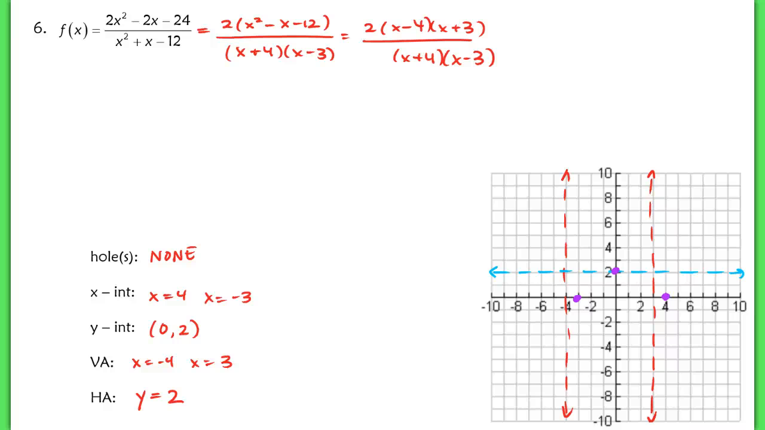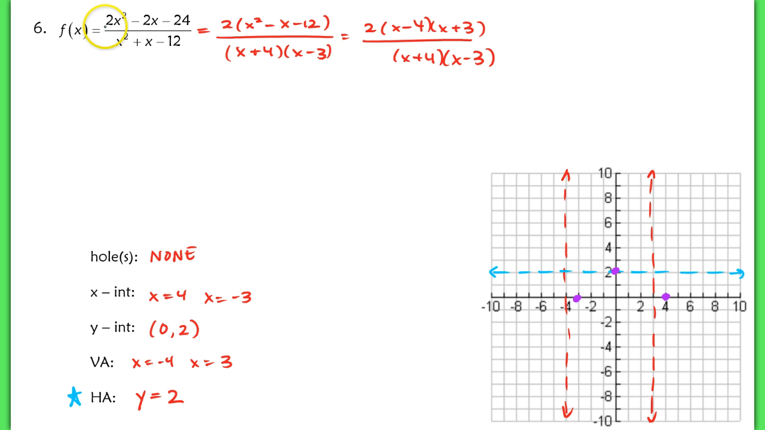Now I do want to point out that to find that horizontal asymptote, it's at y equals 2 because the degrees of the numerator and the denominator are the same. They're both 2. So then I look at the coefficients, 2 over 1, so I have a horizontal asymptote at y equals 2. Now I just want to mention that the horizontal asymptote here is at y equals 2, and that's because if you look at the degree of the numerator and compare it to the degree of the denominator, they're the same.